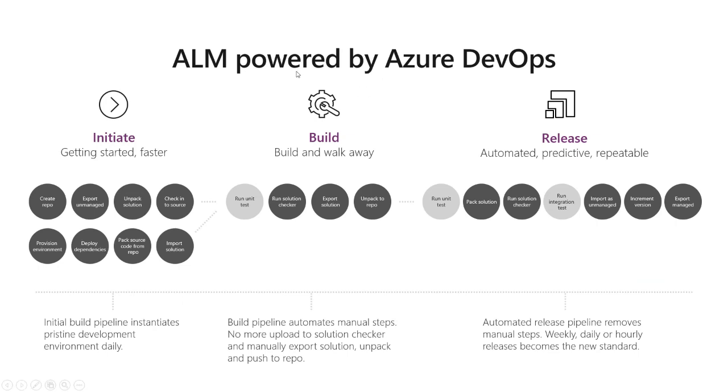So it is ALM powered by the Azure DevOps that you initiate. You create your repository, export as unmanaged, unpack the solution, and check in the source. Deploy dependencies, pack the code from the repo, and import the managed solution. So you build, run the unit tests, run the solution checking, export the solution, unpack back to your repository, and then you release the solution into AppSource.